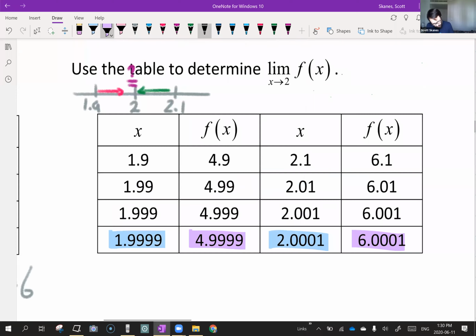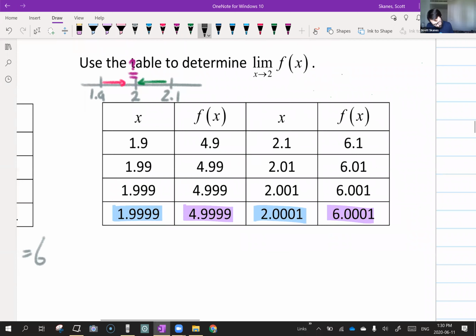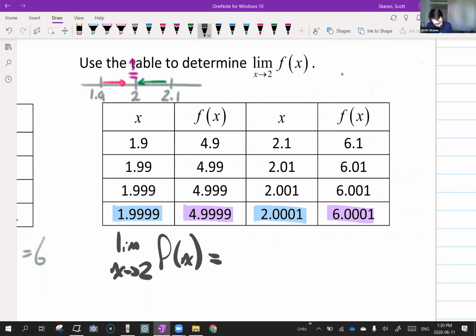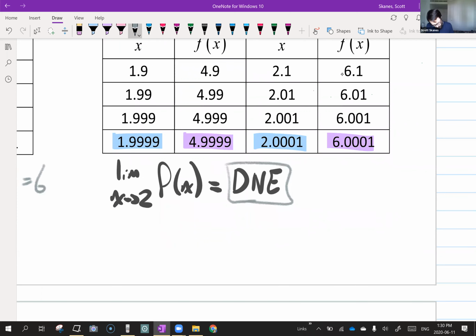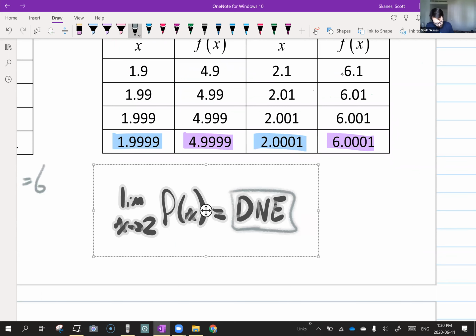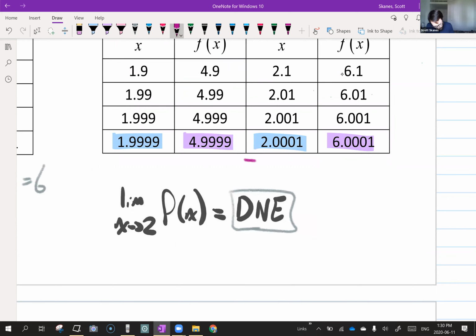So the final answer, let me write this out. The limit as x approaches 2 of the function does not exist. And the reason is, let me bring this down, sorry, I'm not thinking ahead enough. The limit from the left and from the right are not the same. If they were the same, then it would exist.